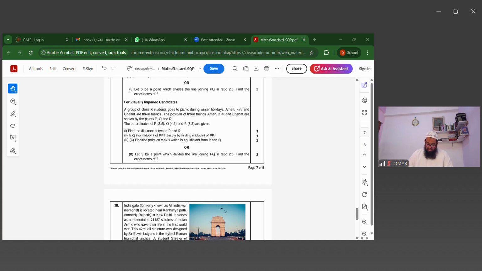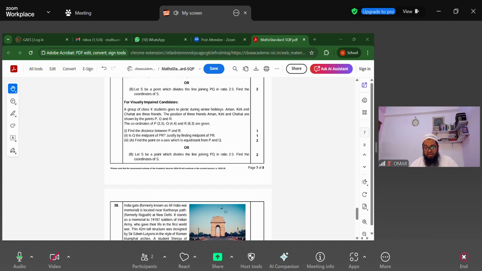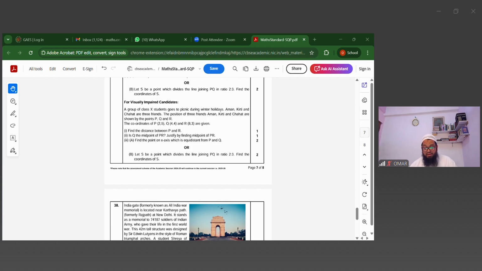So when I calculate: 12 MCQs, that means 12 marks, 3 twos are 6 marks, 4 threes are 12, and from section D 2 questions, 10 marks, and section E 3 case study questions, 3 fours are 12 marks. So if I calculate 12 plus 12, 24, 36, 46, 52 marks have been taught. That means we have completed all the questions.